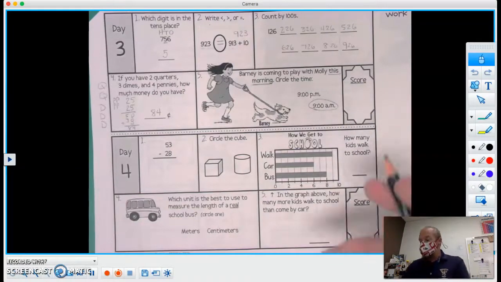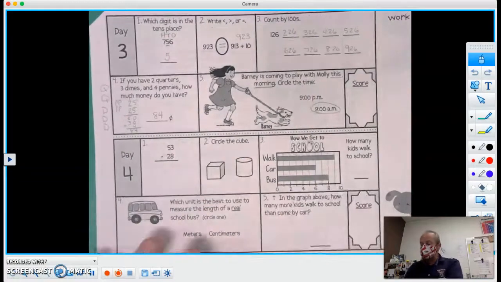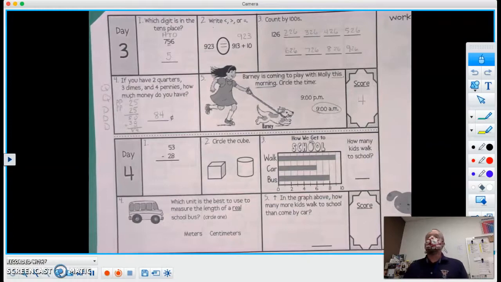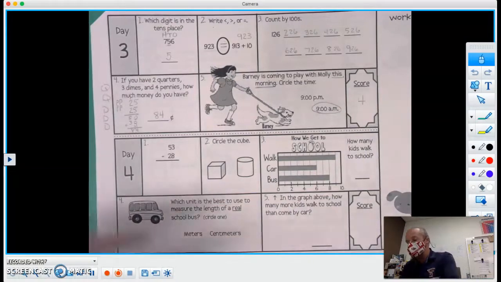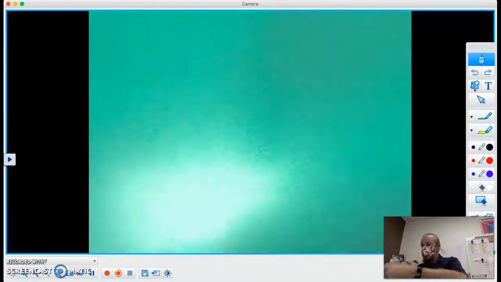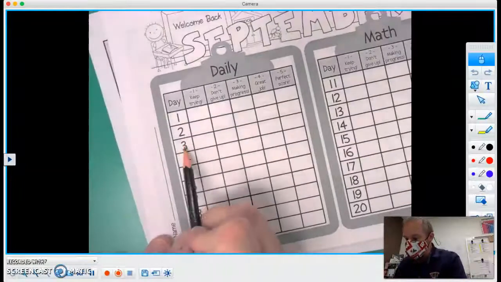All right, see how many you got right without any corrections. Put your answer in the box, however many you didn't have to correct. And then we'll flip it over to the very, very back. Day 3.